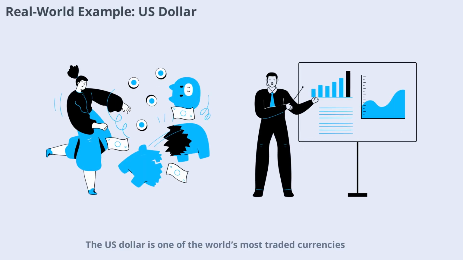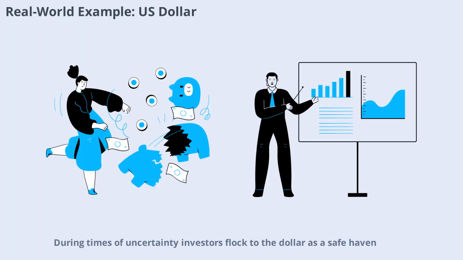The US dollar is one of the world's most traded currencies. Its value is influenced by the strength of the US economy, interest rates set by the Federal Reserve, and global demand. When the US economy is booming, the dollar often strengthens. During times of uncertainty, investors flock to the dollar as a safe haven, further increasing its value. This example shows how economic factors and investor confidence shape exchange rates in the real world.